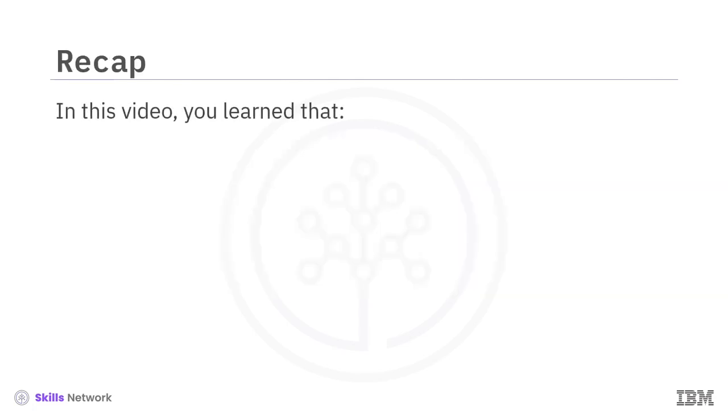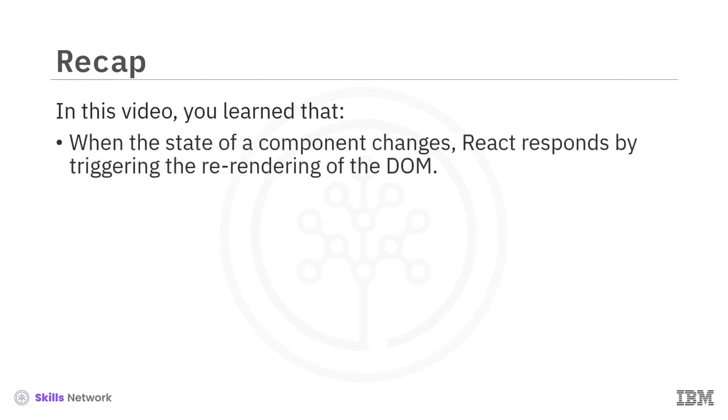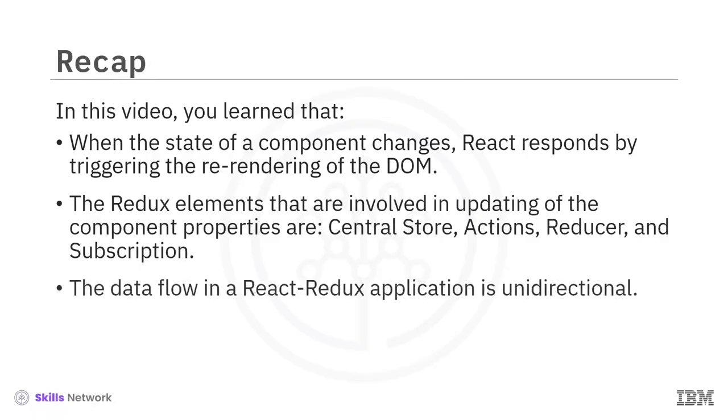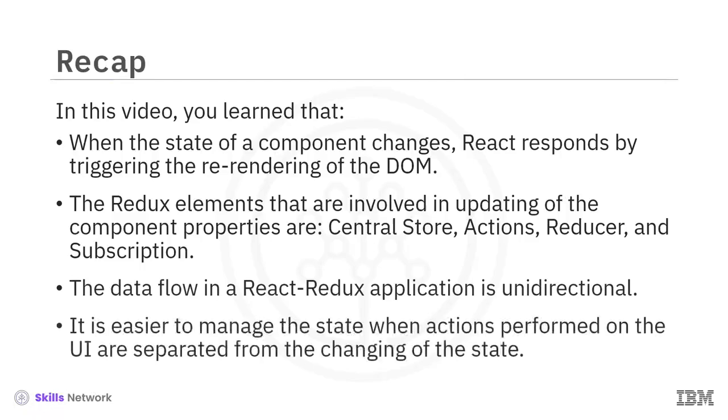In this video, you learned that when the state of the component changes, React responds by triggering the re-rendering of the DOM. The Redux elements that are involved in updating of the component properties are Central Store, Actions, Reducer, and Subscription. The data flow in a React Redux application is unidirectional, and it's easier to manage the state when actions performed on the UI are separated from the changing of the state.